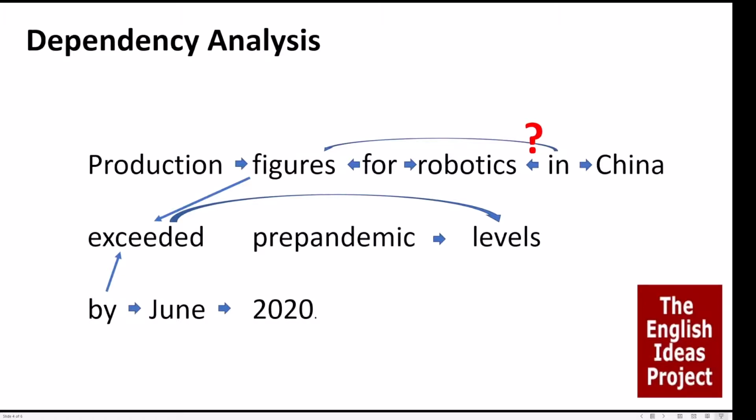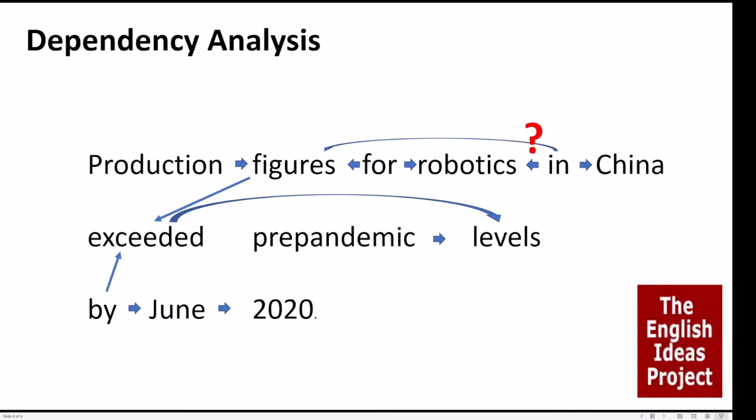Figures link to exceeded, the verb, and the verb then links to levels. Pre-pandemic is actually describing the levels. And the prepositional phrase is actually related to the verb. When was it exceeded? By June 2020. So the arrow runs from by to exceeded.